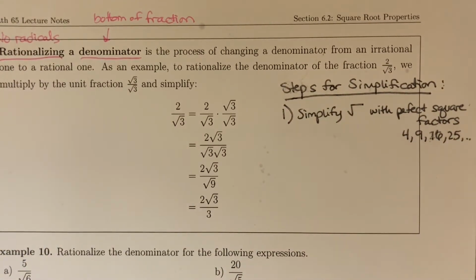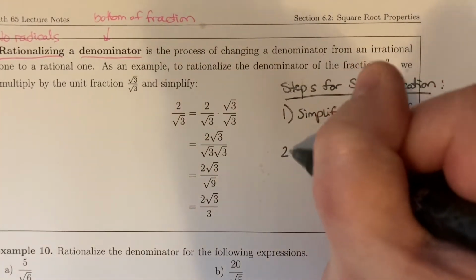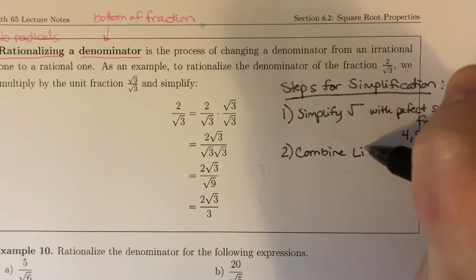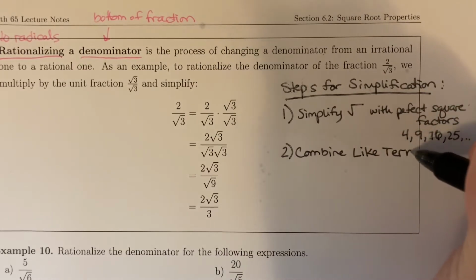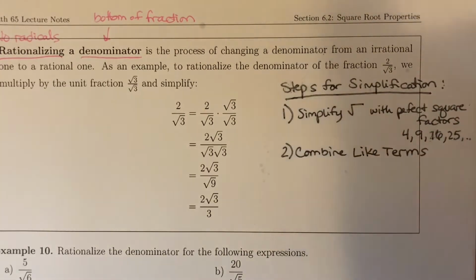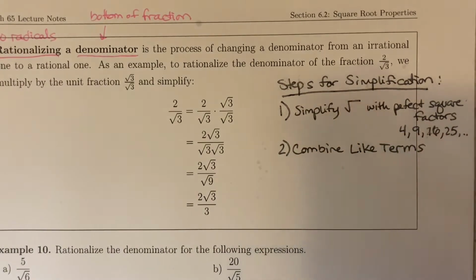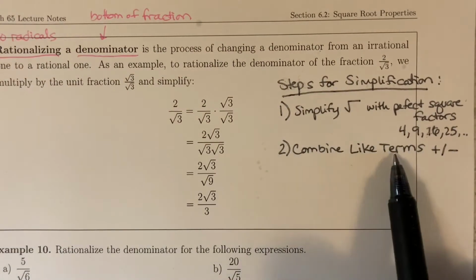Next, we want to combine like terms. And that's really for any problem. But with square roots, we specifically look for like radicals, square roots that match. So when you're adding or subtracting, you have to have terms that match.